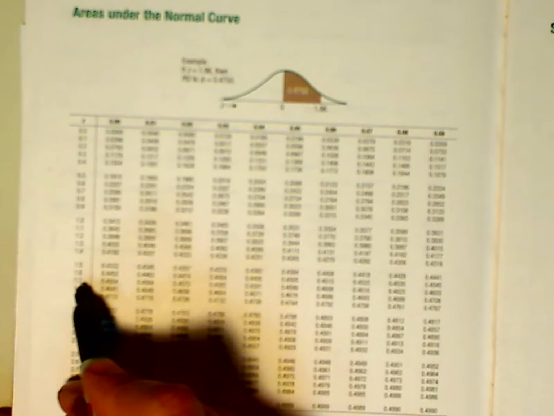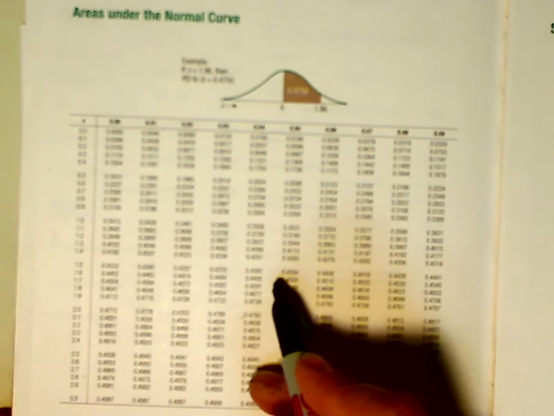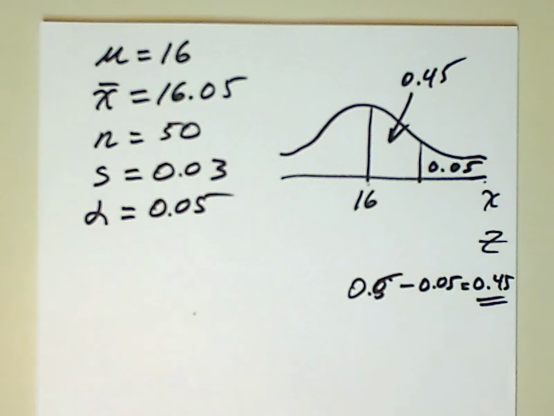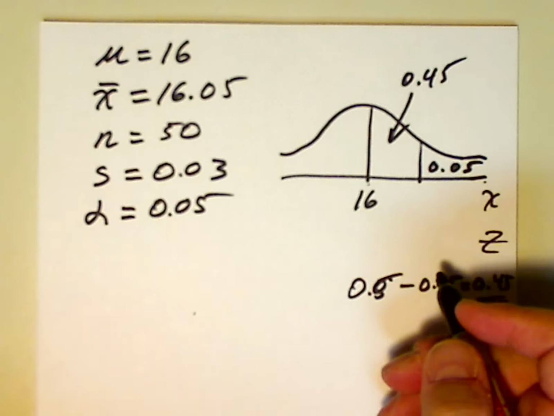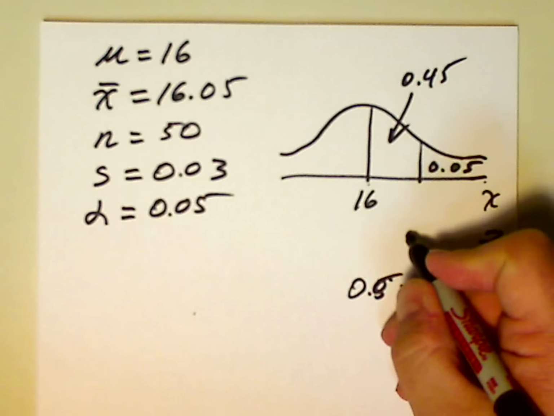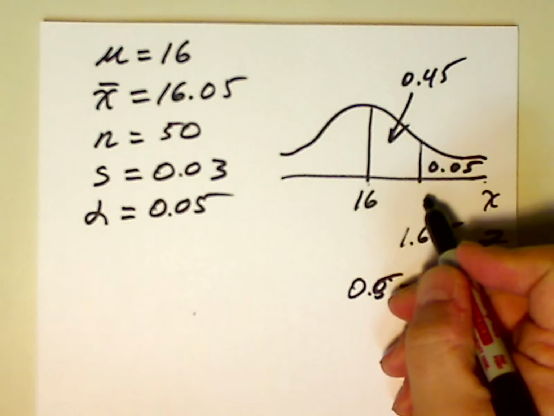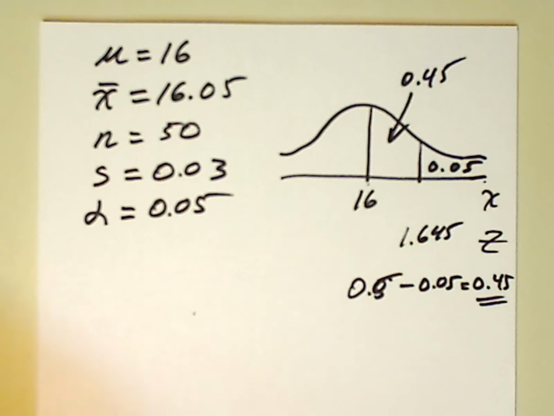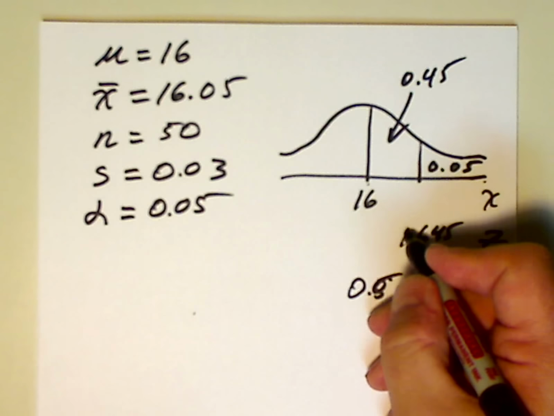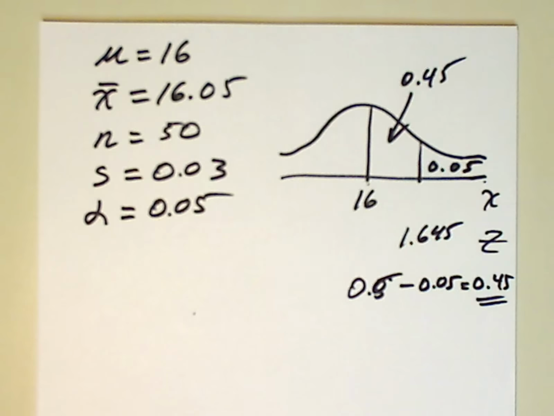So 0.45 is right in the middle. So we're going to take 1.6, we go down to 1.6 and over to here, and right in the middle would be 1.64 and then plus a half, 1.645. So that's our z value, and let's put that in here, 1.645. I don't know what the x value is associated with this, but maybe we'll have a little time at the end to calculate that, the cutoff point. But for now, 1.645, that's our z value. That's the critical value.